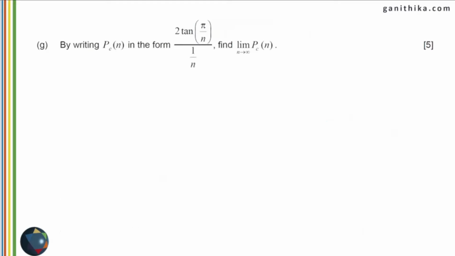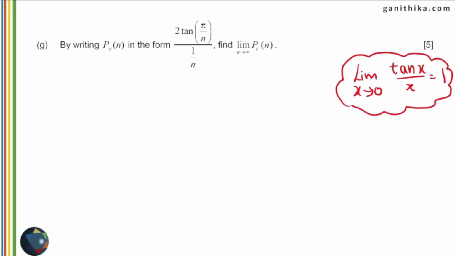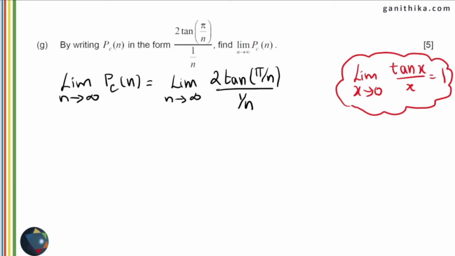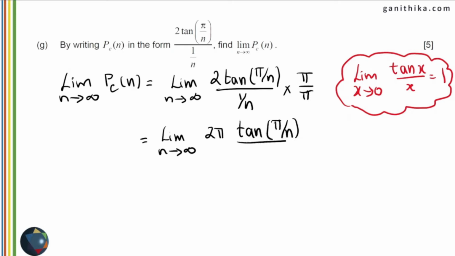Let's proceed further and see what we are supposed to do next. The next part of this is we are supposed to find the limit as n tending to infinity of this perimeter as before. Notice that you can use the limit as x tending to 0 of tan x over x is equal to 1 in this case by multiplying the expression by pi and dividing by pi. You can rewrite this as limit n tending to infinity of 2 pi times tan pi over n divided by pi over n. So the pi goes with 2, becoming 2 pi in the numerator, and the denominator pi becomes pi over n in the denominator.